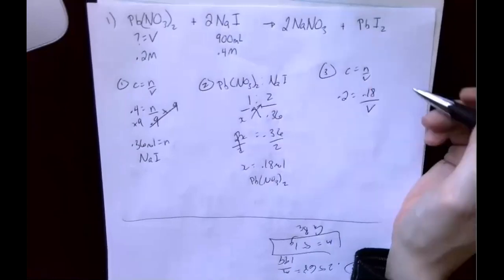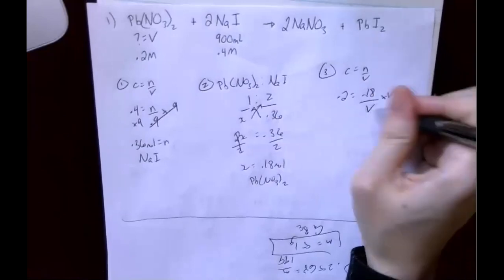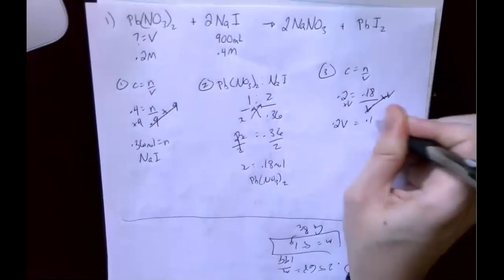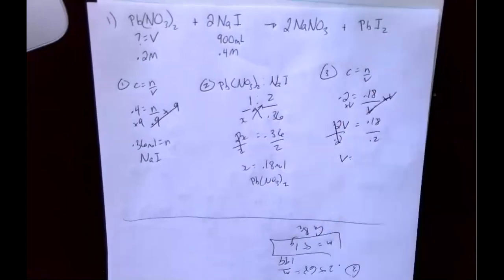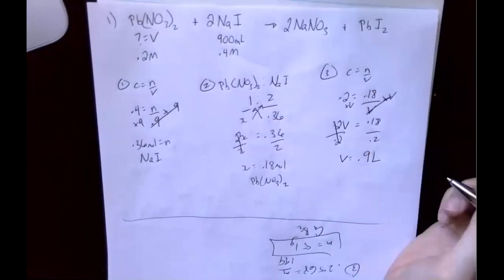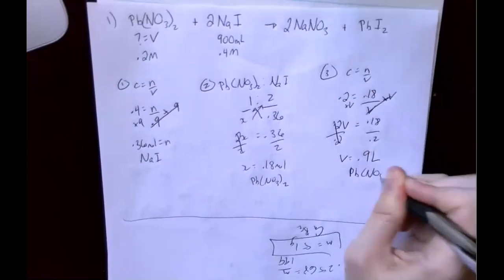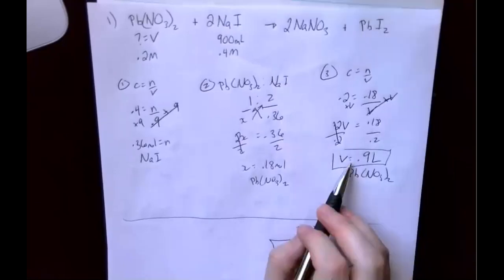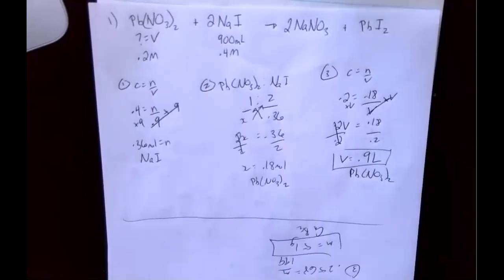Now remember, when you're solving this, whatever's on the bottom of the fraction has to move. So I'm going to multiply by V, which gets me 0.2V equals 0.18, and then I divide by the 0.2, which gives me 0.9 liters as my volume of lead nitrate. In this case, it turned out that the volume of lead nitrate that I needed was the same volume of sodium iodide that I started with, but that won't always be the case.